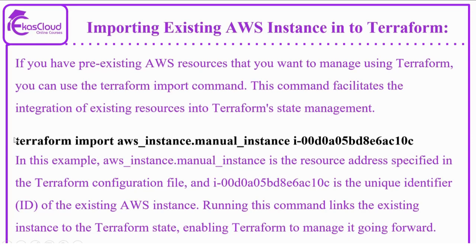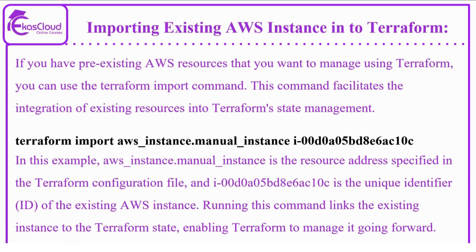This is the terraform import command. It is used to import resources via the code. In this example, aws_instance.manual_instance is the resource address specified in the Terraform configuration file, and this is the unique identifier of the existing AWS instance. Running this command links the existing instance to the Terraform state, enabling Terraform to manage it going forward.